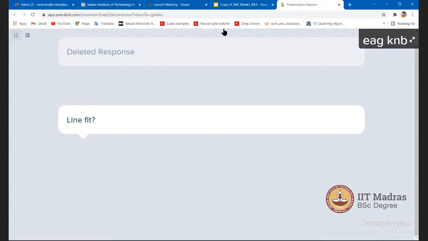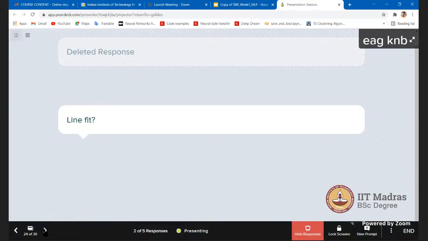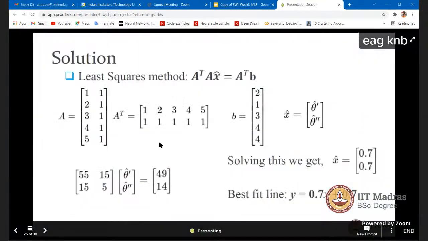Can we see the solution? Yes, ma'am. Okay, so this is solved by the least squares method, right?